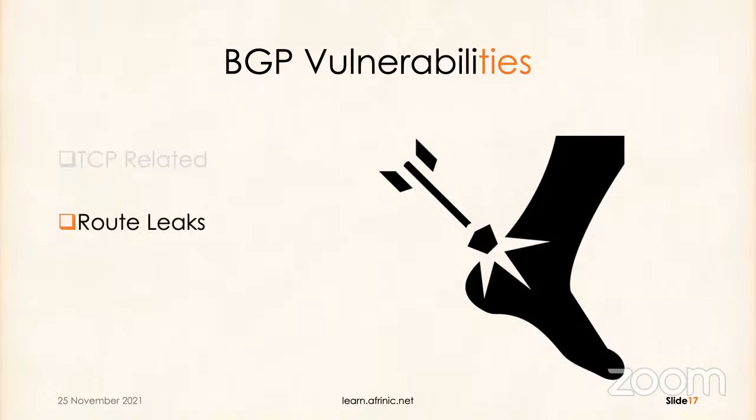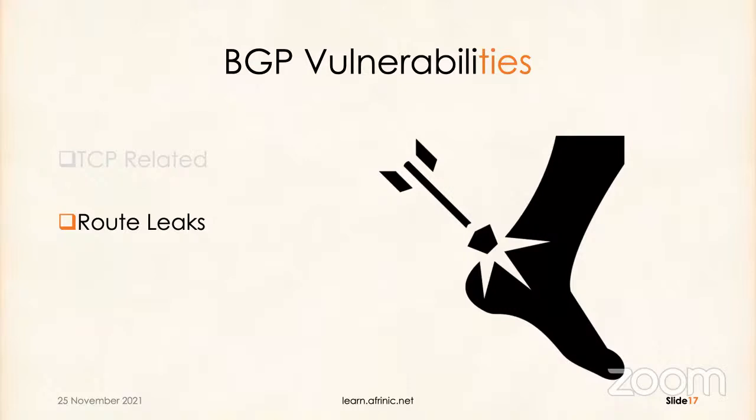The second one we'll look at briefly is route leaks. A route leak is a vulnerability where a route is propagated beyond the scope in which it was intended. Usually this happens with a multi-homed network that isn't a transit provider, not an ISP, but is connected to two transit providers, and it might leak the route from one transit provider to the other one.